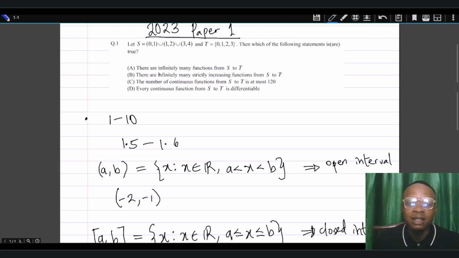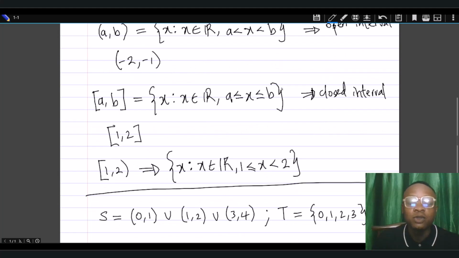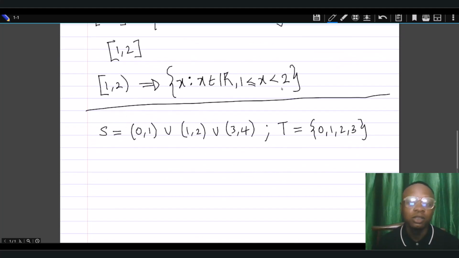So look at this. It says there are infinitely many functions from S to T. There are infinitely many strictly increasing functions from S to T. The number of continuous functions from S to T is at most 120. Every continuous function from S to T is differentiable. So everything has to do with functions from S to T. That means we should also have a good understanding of functions. What are functions and how are functions defined from a given set to another?